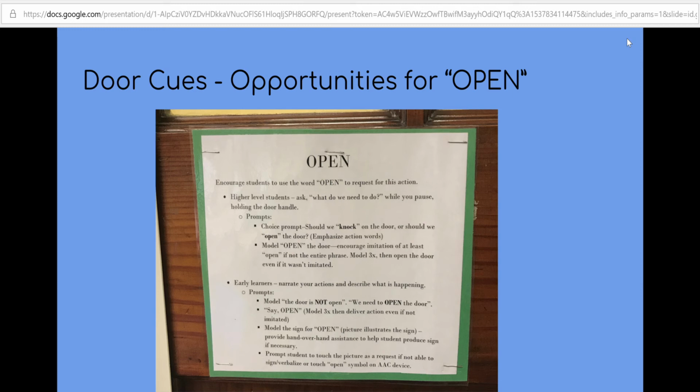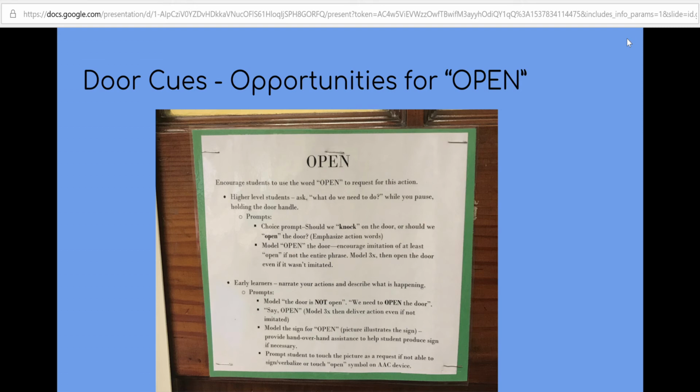I will model and pause and wait for them to respond and imitate their request for students who might not have the ability to answer any kind of question about what we need to do. I have this door cue broken up into higher level students and early learners, so the staff members can reference, okay, what do I expect from a higher level student? So I have in this cue, can you ask what do you need to do while you pause and you hold the door handle? And then I have a series of prompts.